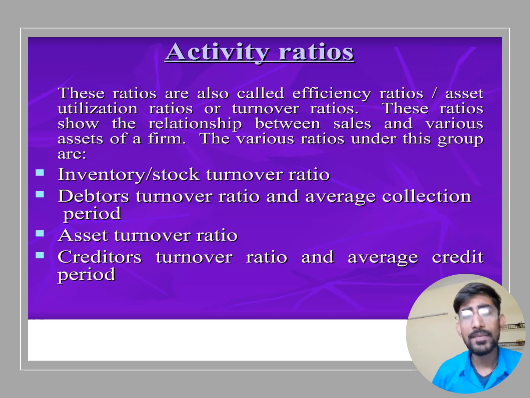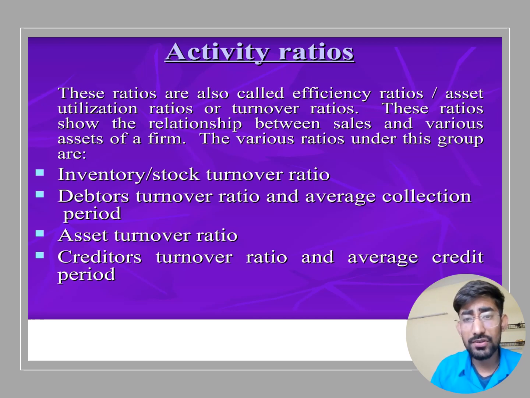So let us start. Activity ratios. These ratios are also called efficiency ratios or asset utilization ratios, or we also know these ratios as turnover ratios. Okay, so this ratio shows the relationship between sales and various assets of a firm. Sales and various assets of a firm.